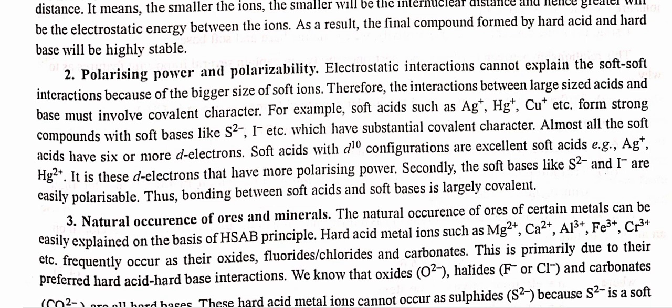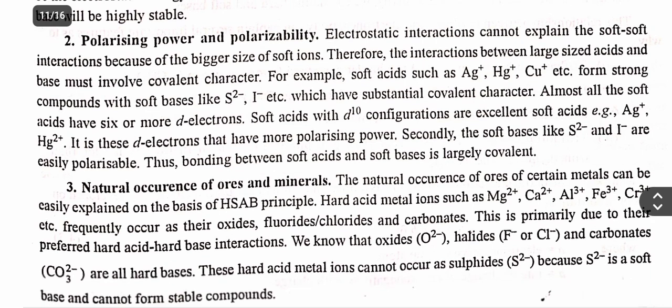Almost all the soft acids have 6 or more d electrons. Soft acids with d10 configurations are excellent soft acids, such as Hg2+. It is these d electrons that have more polarizing power. Secondly, the soft bases like S2- and I- are easily polarizable. Thus, bonding between soft acids and soft bases is largely covalent.